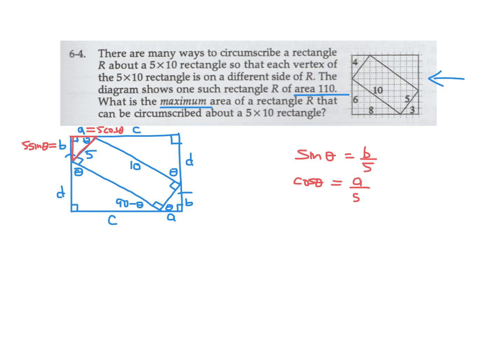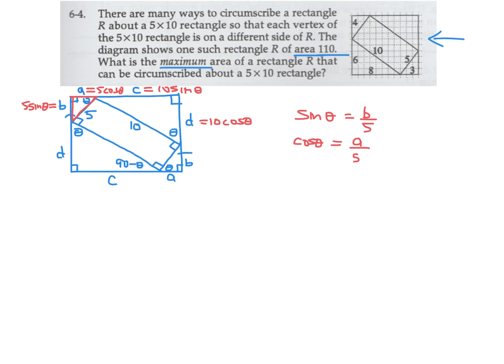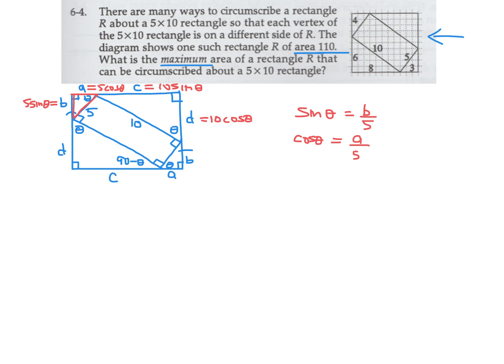And in a very similar way, you can get values for C and D. C would be, what would C be? 10 sine theta. And D would be 10 cos theta. Okay, so then if we were to calculate the area of the big rectangle, it would be 5 cos theta plus 10 sine theta multiplied by 10 cos theta plus 5 sine theta.